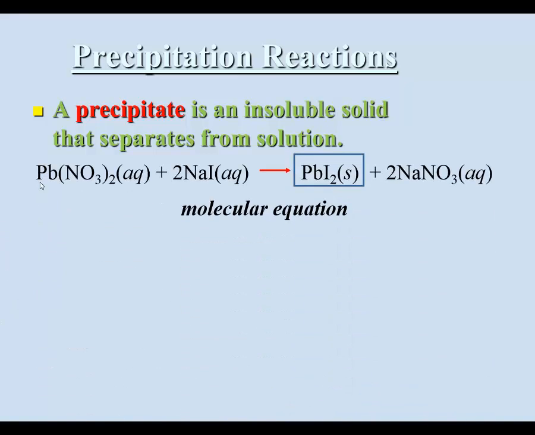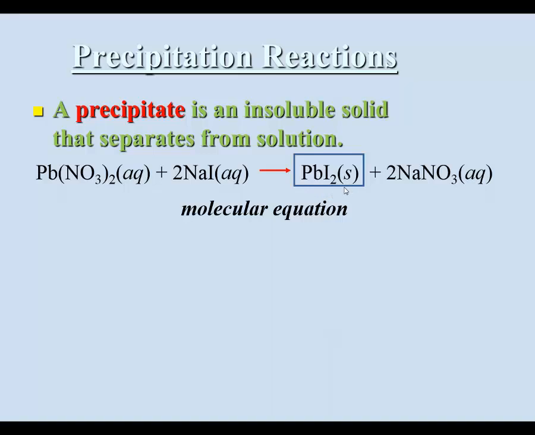So if I mix lead-2 nitrate, which is soluble because of the nitrate ion, all nitrate salts are predicted to be soluble, and I mix that with a second solution of sodium iodide, well, sodium salts are soluble. However, when I mix these together, there's a chance for the lead-2 ions to come in contact with the iodide ions, which we know from our solubility rules would form lead-2 iodide as a precipitate.